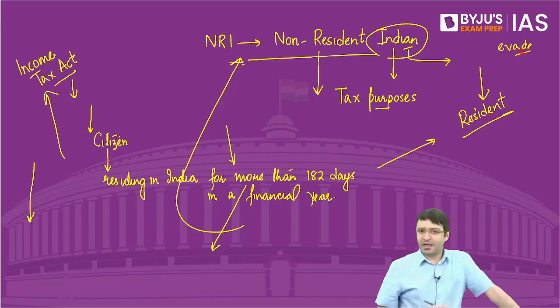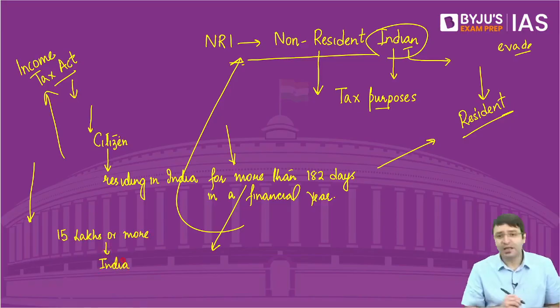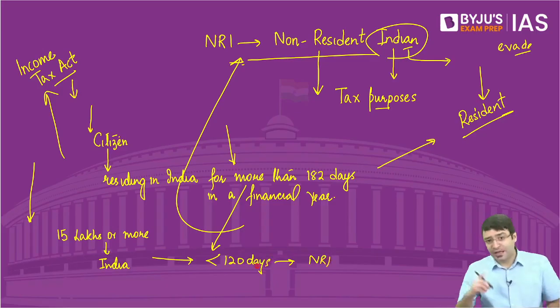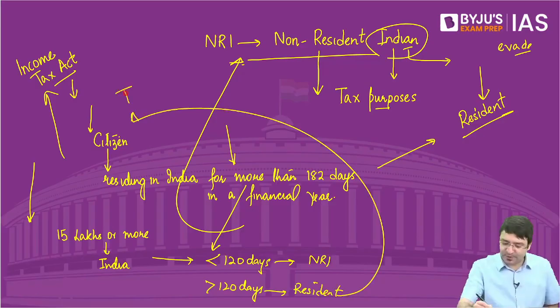Then the government said, if there is an individual whose income generated in India is 15 lakhs or more, such an individual, if he stays in India for less than 120 days, that person is an NRI. If you stay in India for more than 120 days, you become a resident. When you are a resident, you are liable to pay tax in India.